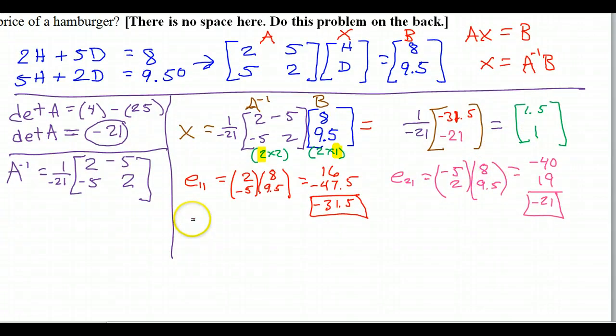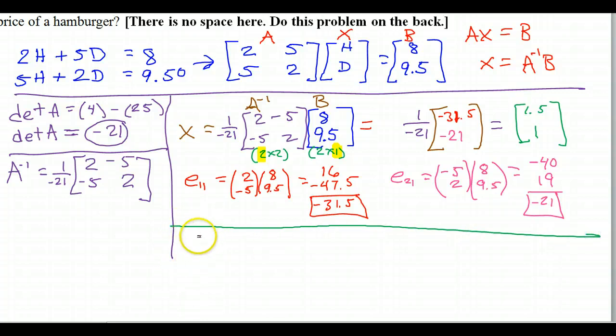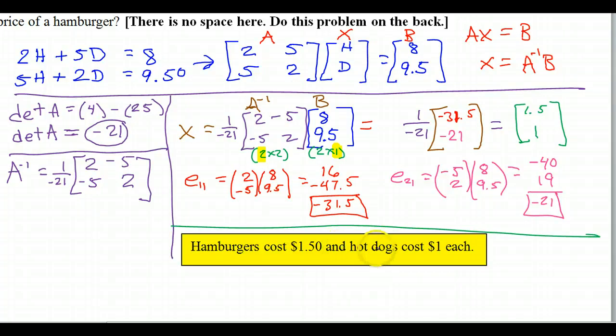Okay, so we should wrap this whole thing up with a sentence. Hamburgers cost $1.50 and hot dogs cost $1 each. And because of these numbers right here, it turned out that H was equal to 1.5 and D was equal to 1. All right, that was the last problem.